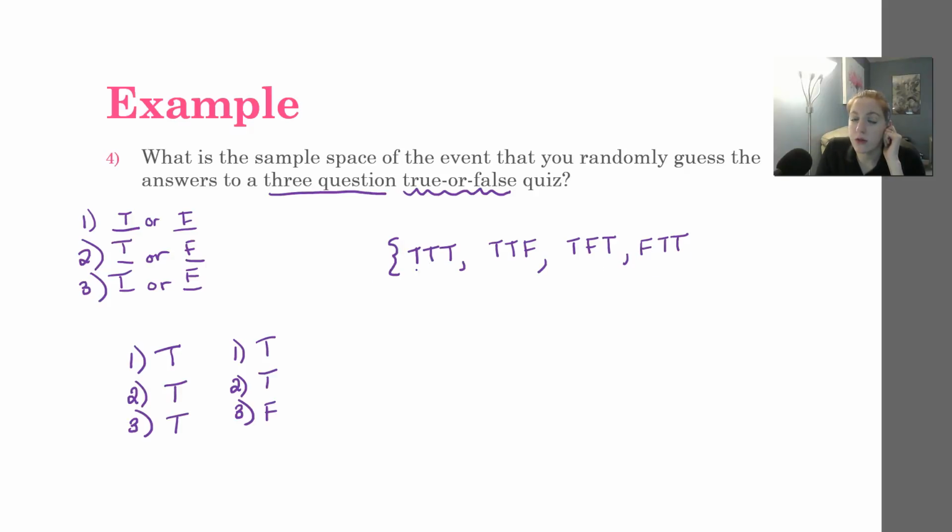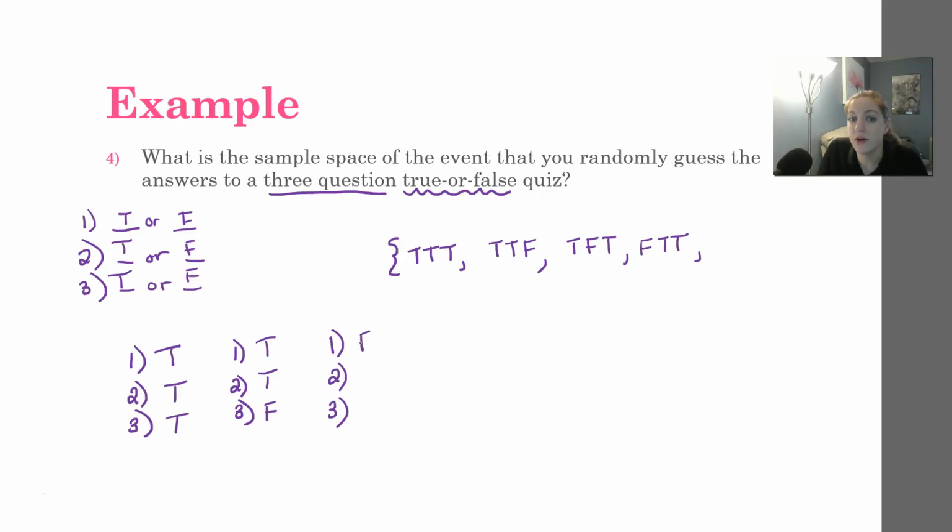They're all 3-question quizzes, and the answers are either true or false. So I'm just giving the possible outcomes, the possible guesses you could make. Now, we have all true, 1 false, and then we've arranged them among the positions. What's another possibility?